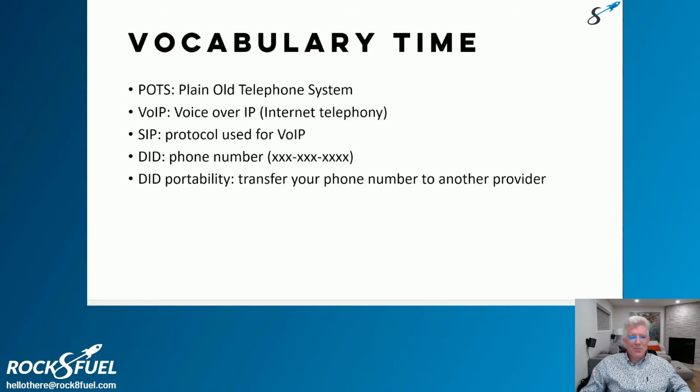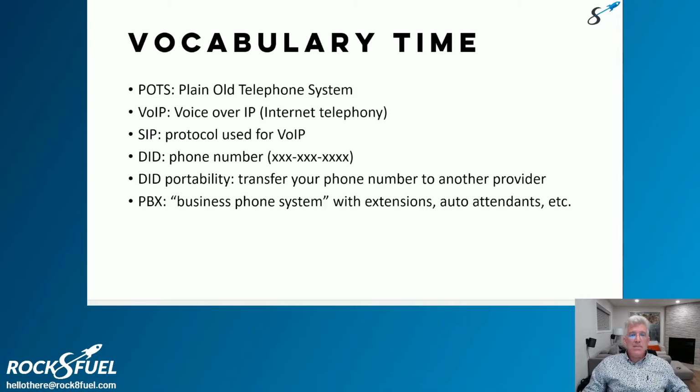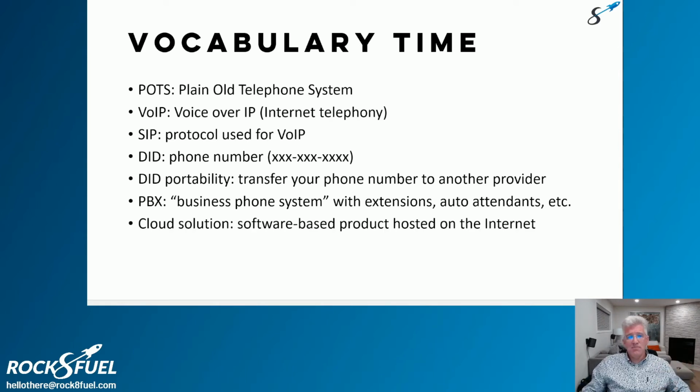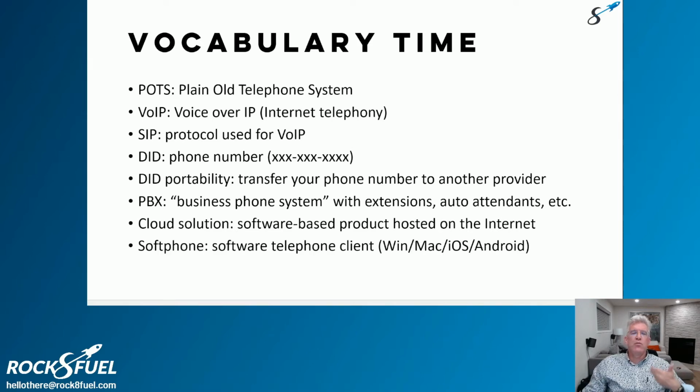DID is a phone number. DID portability is the ability to transfer a phone number from supplier A to supplier B, and yes, it can be done easily. PBX is a business phone system with extensions, auto attendants, scheduling, and all those fun-to-have features when you've never played with them, but they are essential if you're running a business. Cloud solution means your phone system sits in the cloud, like Gmail or Microsoft Teams. A soft phone is a virtual phone running on a computer or a smartphone. It's a software version of a phone. And a hard phone is a physical phone.